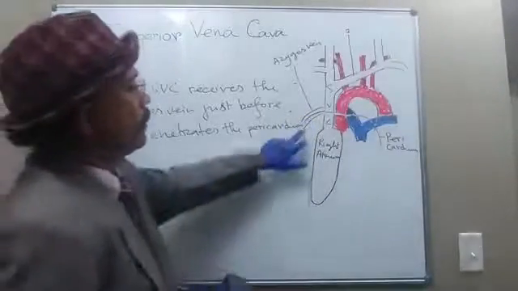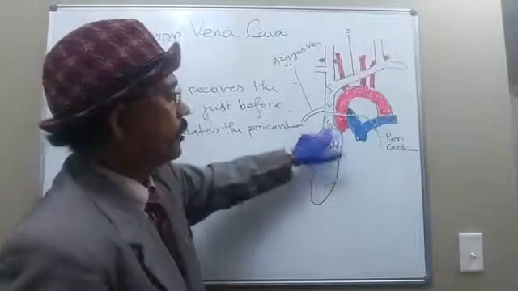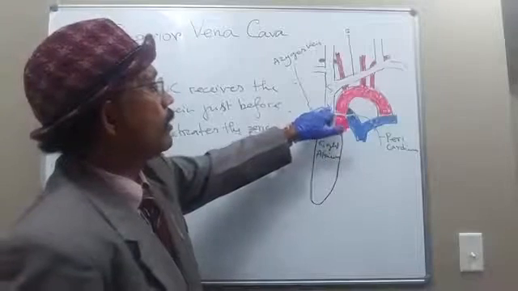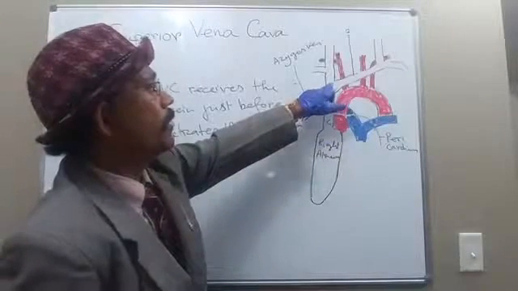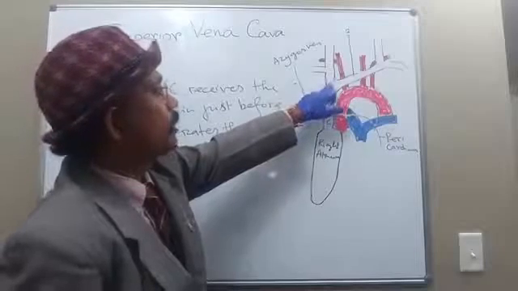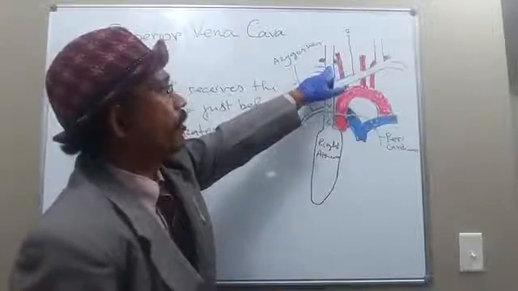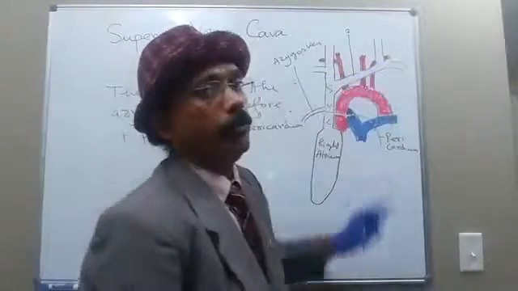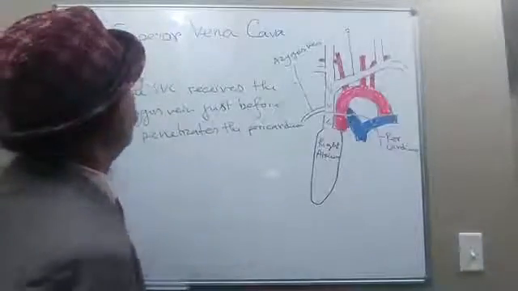This is our azygos vein. This is the right atrium. This is the right third costal cartilage level. This is the right second costal cartilage level. This is the right first costal cartilage level. This is the right sternoclavicular joint level, and this is the left sternoclavicular joint level. We got the superior vena cava and its landmarks.